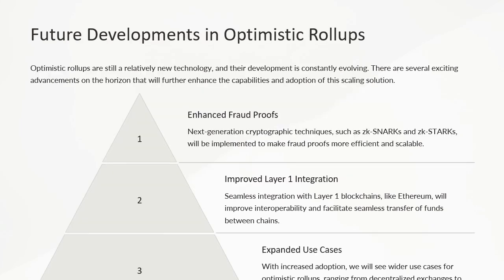Optimistic rollups are constantly evolving with several exciting advancements on the horizon. Enhanced fraud proofs using next-generation cryptographic techniques, improved layer 1 integration for better interoperability, and expanded use cases for DeFi, gaming, and NFTs are some of the future developments that will further enhance this technology's capability and adoption.